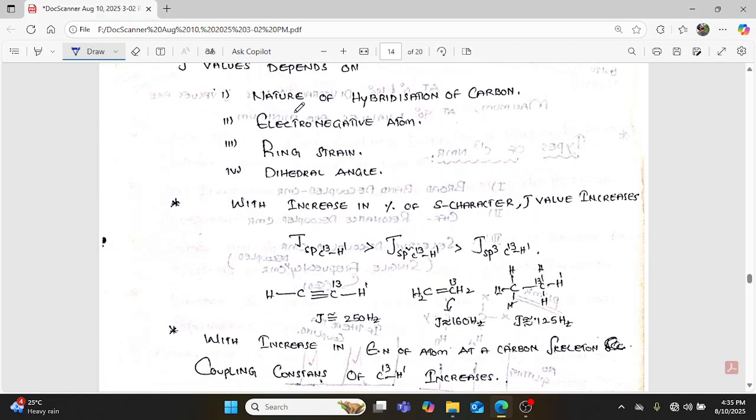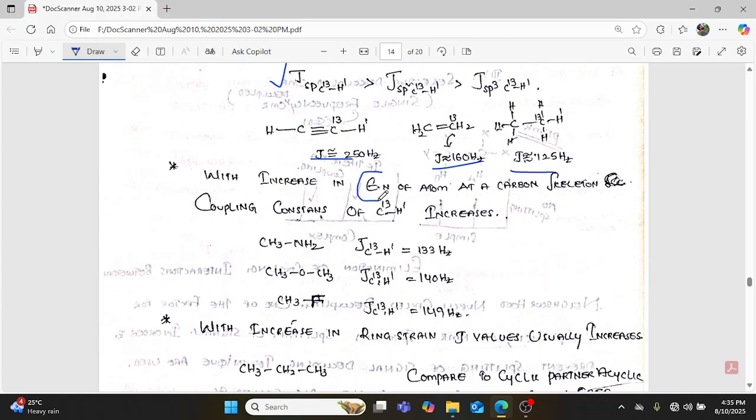Similarly, J values depend on the nature of the hybridization, electronegative atoms, ring strain, and dihedral angle. Already we know that as the percentage of s character increases, the J value increases. In case of sp, the percentage of s character is higher, that's why the J value is more compared with this one. With increasing electronegativity of the atom, the delta chemical shift values and the coupling constants increase.